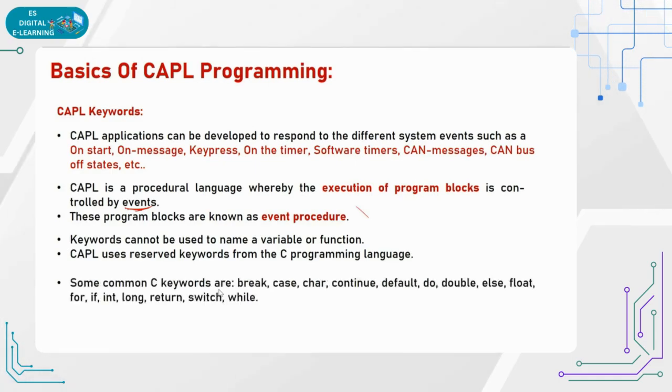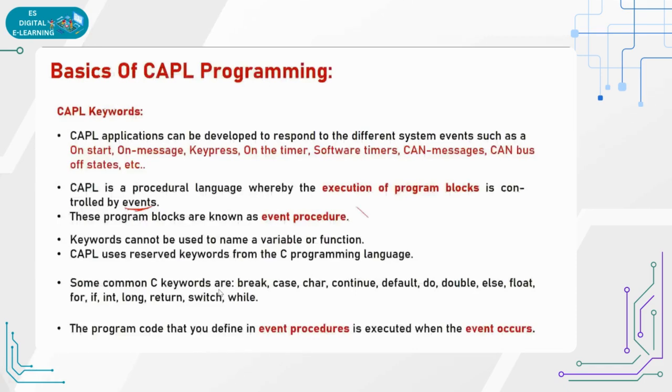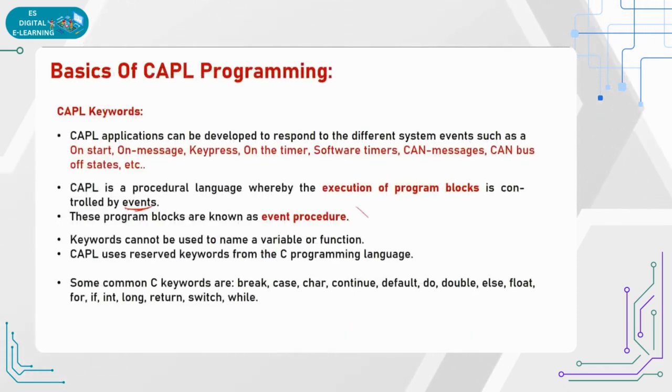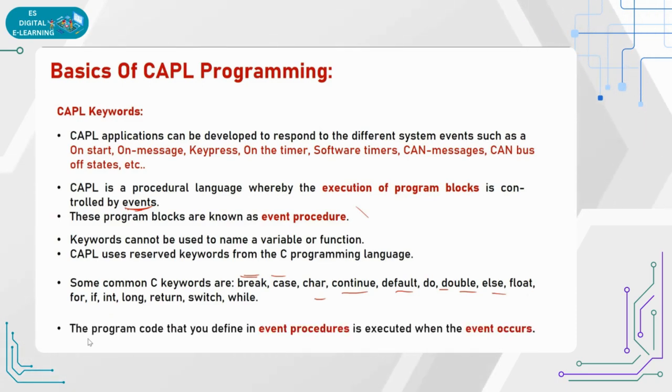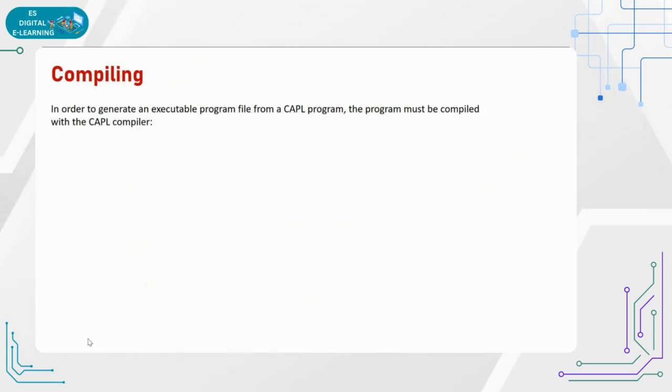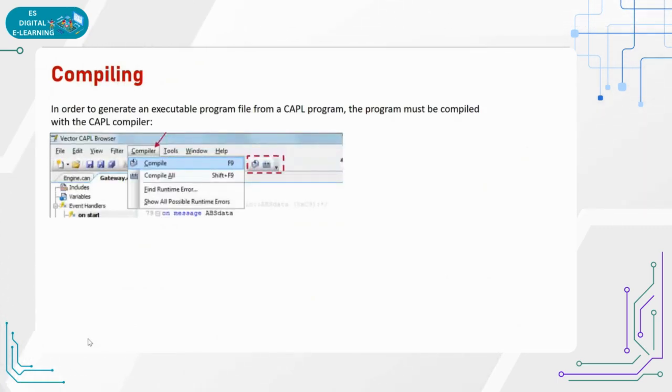Next, in C programming, some of the common keywords we know about are: break, case, character, continue, default, do, double, else. These are some data types and keywords. Okay, so in CAPL also it will be the same, with a few of the data types we are using. So we'll learn it further. And yes, compilation is used for showing the programming errors. I showed you how we are doing this in the tool.